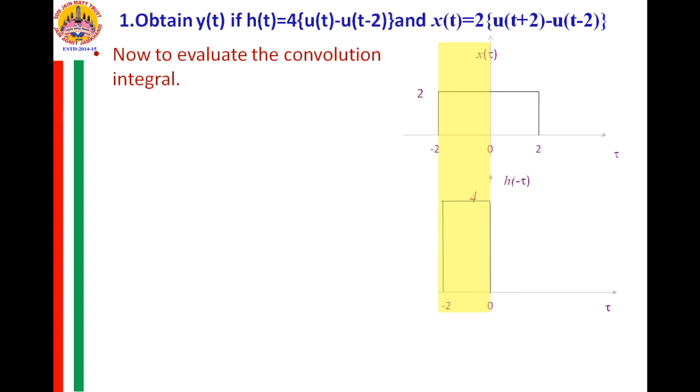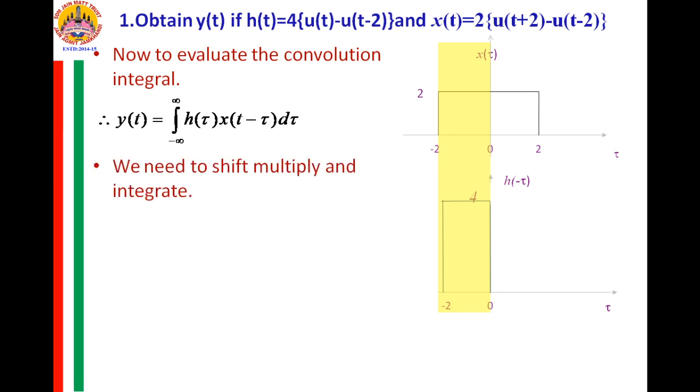Now to evaluate the convolution integral, that is y of t is equal to integration from minus infinity to plus infinity h of tau x of t minus tau d tau, what we have to do is start with the leftmost end of y of t and then go on shifting the h of t minus tau towards the right side by an amount of t, and see how this h of t minus tau and x of tau overlap to each other and how this product exists, and we need to obtain the y of t at the various values of t.